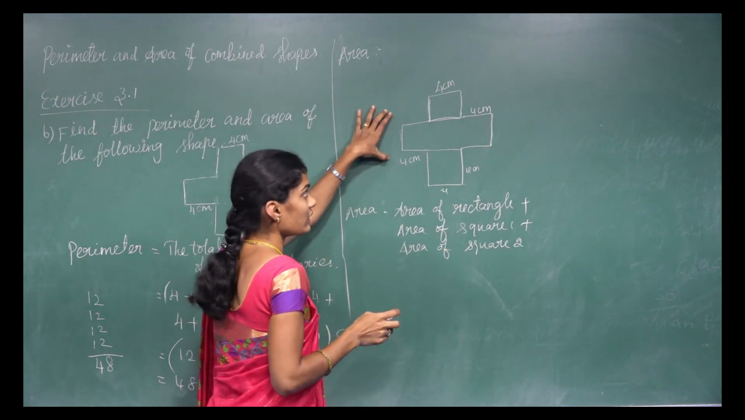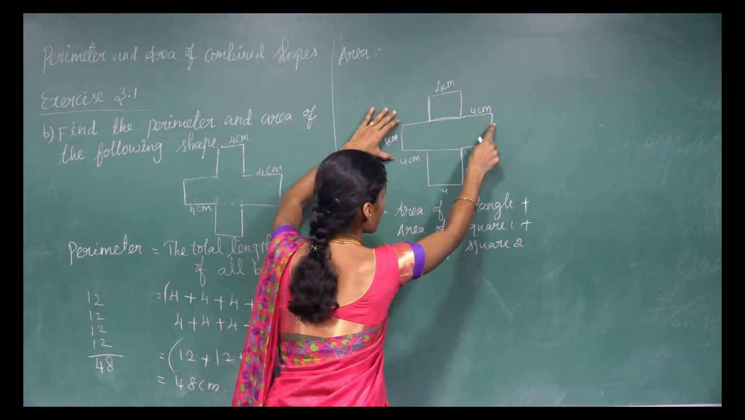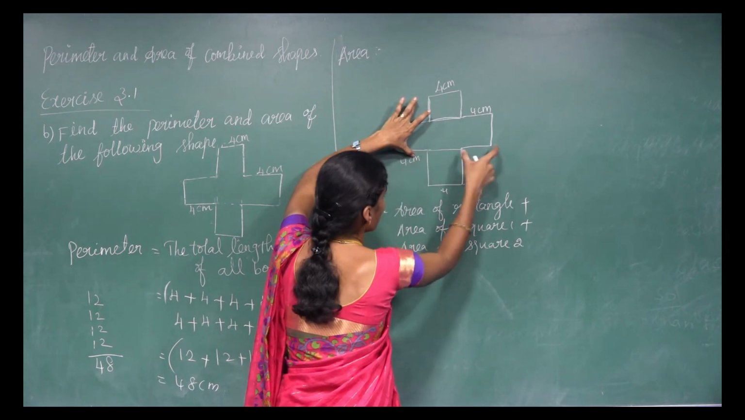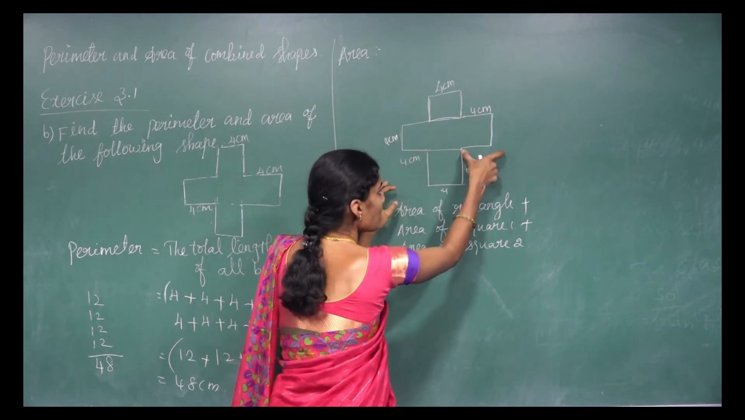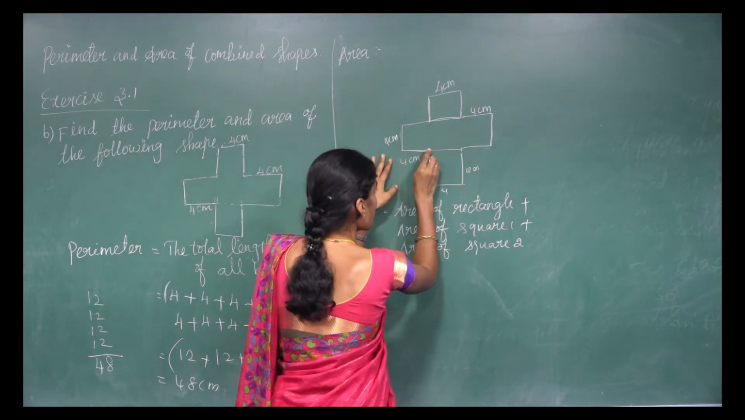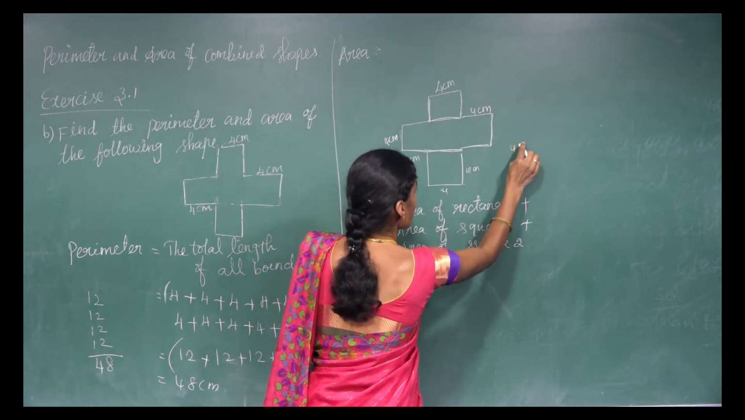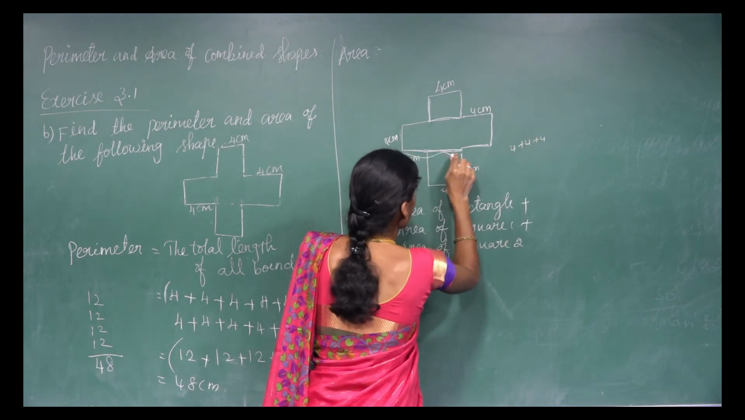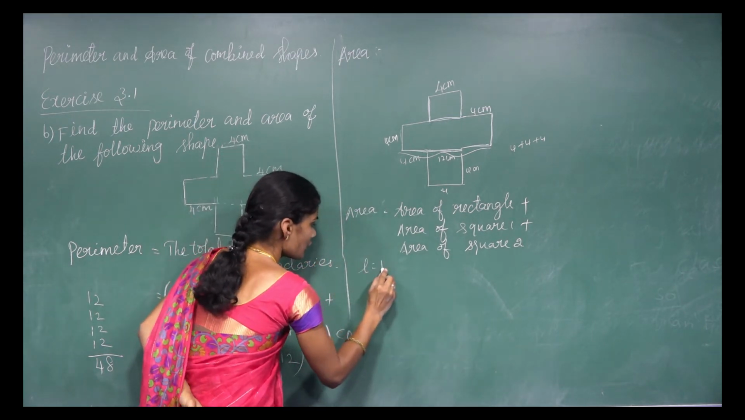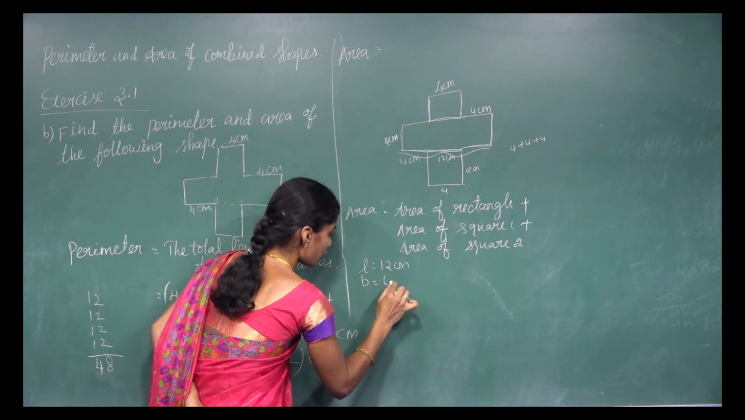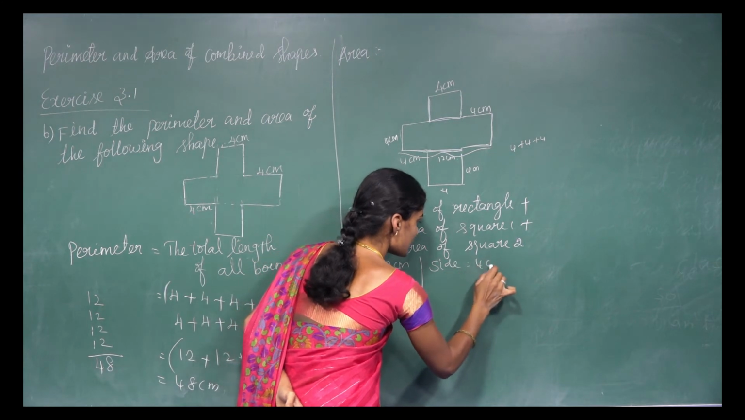In this rectangle, we know one breadth value is 4 centimeter. But the length value: here 4 centimeter, here also 4 centimeter, so definitely the intermediate place also 4 centimeter. Totally how much in length? 4 plus 4 plus 4, so totally 12 centimeter. So now we know the values. Length equals 12 centimeter, breadth equals 4 centimeter, and the square side is 4 centimeter.